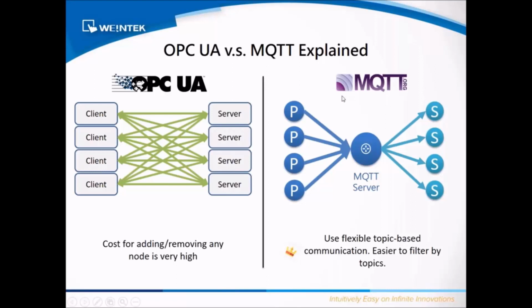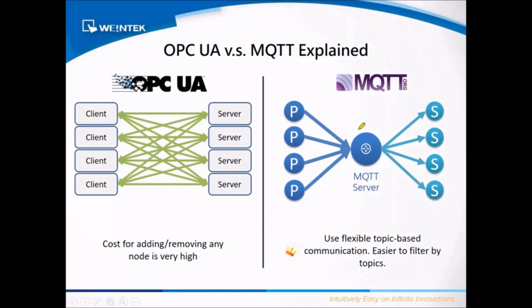But if you have many clients and many servers, then I would recommend you to use MQTT here, because you can set up every client and server, or every party in the system, to publish or subscribe to the MQTT server. And it's easier to set up, and you can just use topic to filter data that you want.